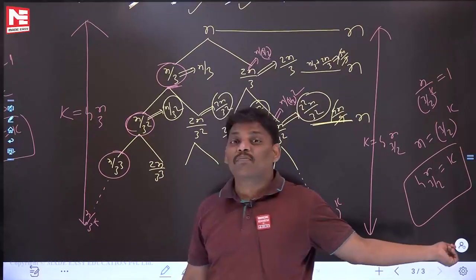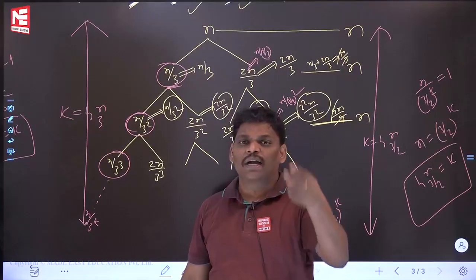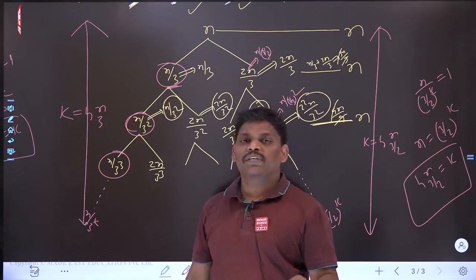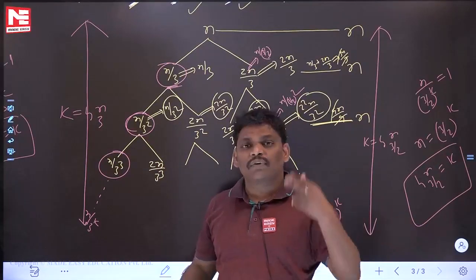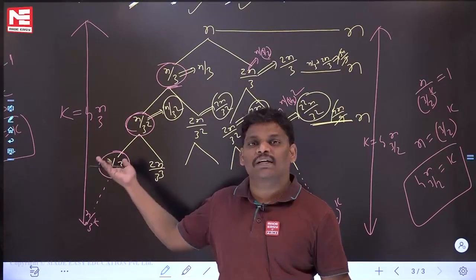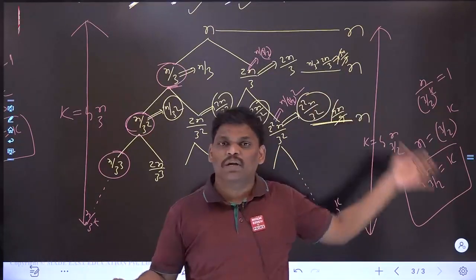Why is the right height log n base 3 by 2? If you always divide by 3 by 2, 3 by 2, 3 by 2, the height becomes log n base 3 by 2. Can you say left and right are dividing equally or unequally? Left is always divided by 3, so left height is log n base 3. Right is always divided by 3 by 2, so right height is going to be log n base 3 by 2.